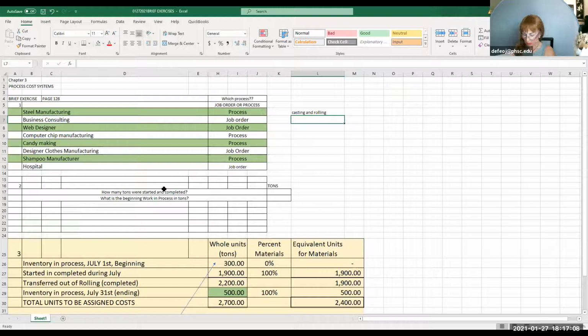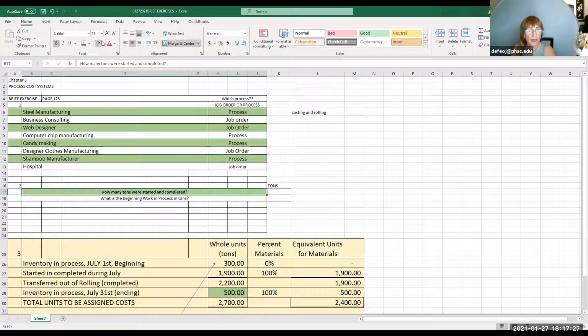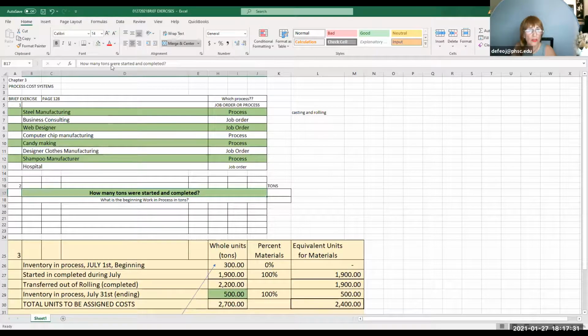So how many tons were started and completed? Let's see, 2,400 tons. And they completed 2,200 tons. So here's my question. How many tons were started and completed? I have it here, bolded and big. I'll put it in blue so you can see it.